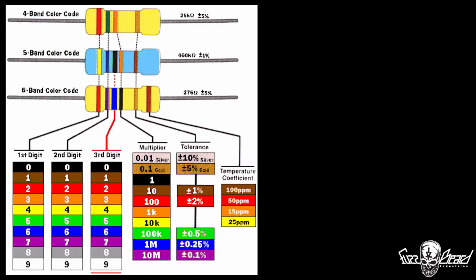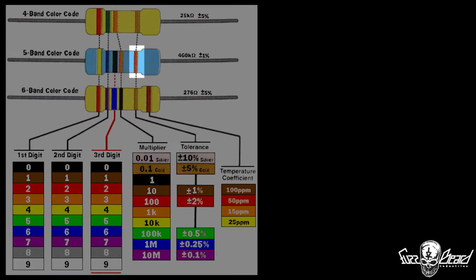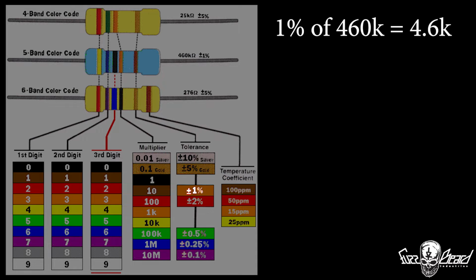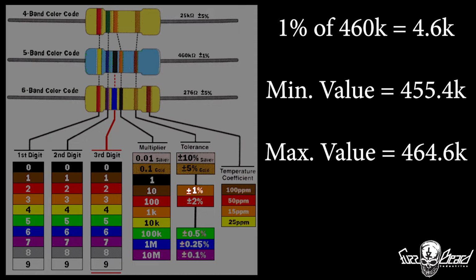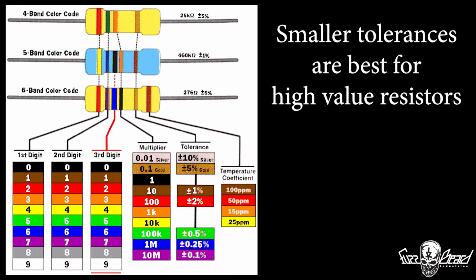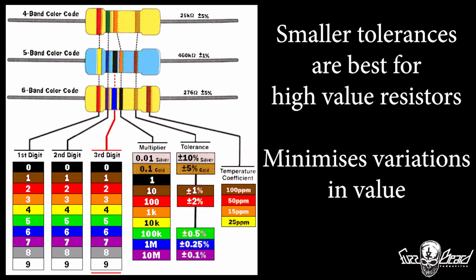Looking at our 5-band example, you see it's got a brown tolerance band, which is plus or minus 1%. This resistor is obviously a 460k resistor, and a 1% tolerance would mean you have a value somewhere between 455.4k and 464.6k. As you can probably guess with the tolerance, you really want to be using smaller tolerance values when using higher value resistors to ensure that you don't have too much variation away from the intended value.